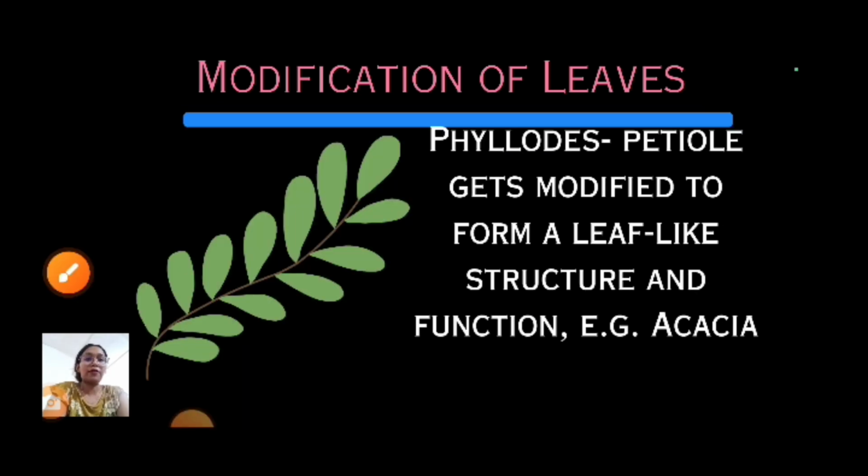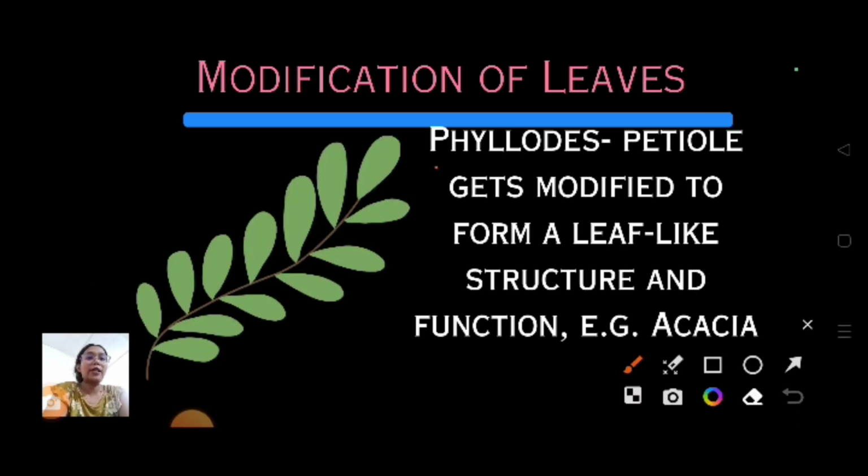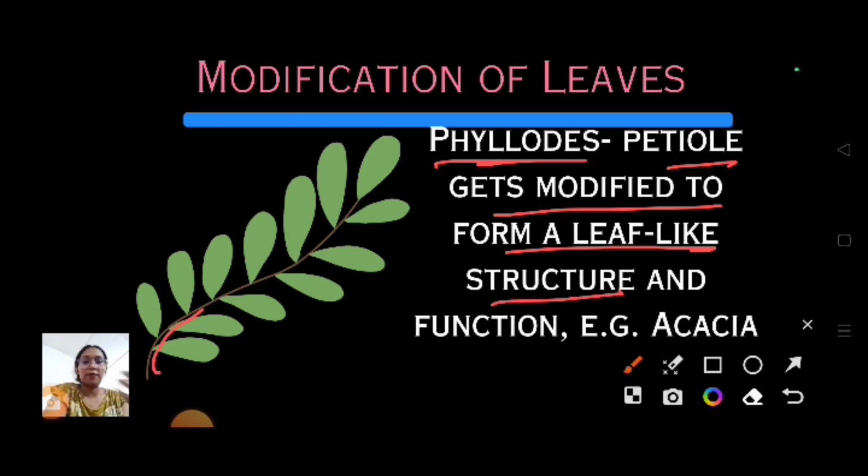Then moving on to the next modification, that is phylloids. So here the petiole gets modified to form a leaf-like structure. You know what petioles are? The one which connects the leaf with the stem is called the petiole. Here the petioles get modified to form a leaf-like structure and function as leaf only, like in acacia. The leaves are modified from where? From the petioles. Therefore, it is called phylloid type of modification, phylloids. Is it clear?